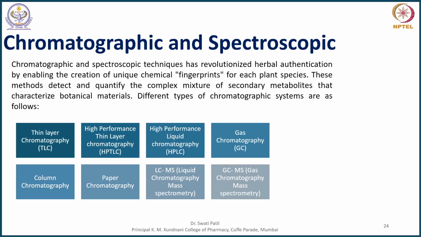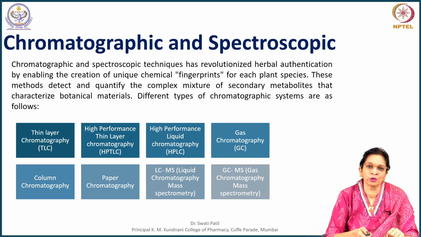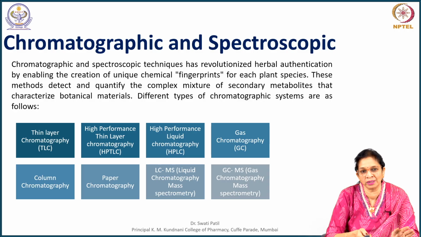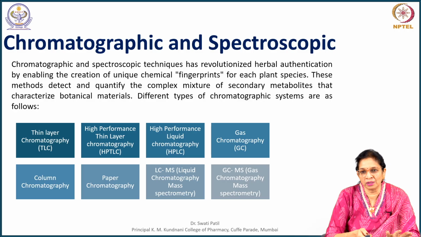A very important tool in identifying or authenticating a drug is chromatographic and spectroscopic methods or techniques, which have revolutionized herbal authentication by enabling creation of a unique chemical fingerprint for each plant. So, these methods will help us identify a constituent from a complex mixture of secondary metabolites that characterize botanical materials. Different types of chromatographic systems are present.